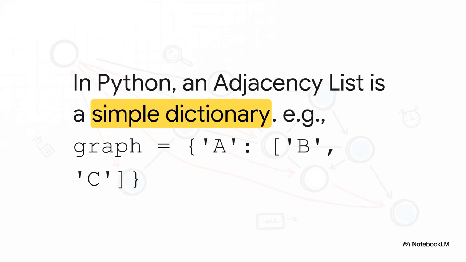And check this out. This is what it actually looks like in Python. It's just a simple dictionary. It's so clean. Each person is a key, and the value is just a list of their friends. Super readable, super efficient. I love it.